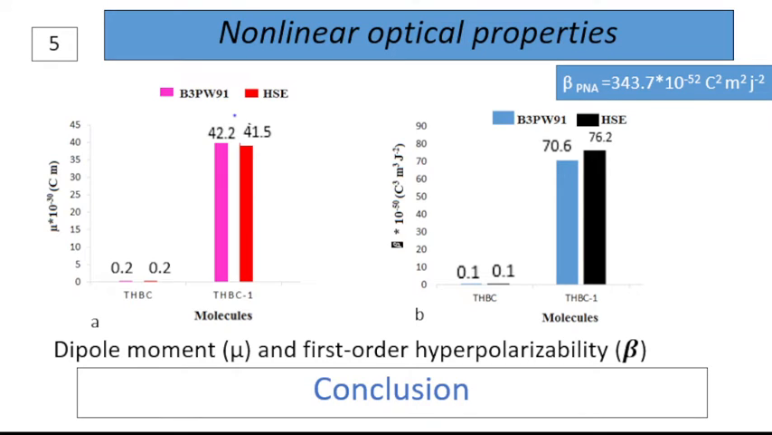The beta value of the THBC1 molecule is larger than that of the base THBC molecule. In order to classify this molecule as suitable for nonlinear optics, this beta value was compared to the experimental beta value of a molecule that served as a reference to qualify a suitable molecule for NLO application, which is paranitroaniline. The experimental beta value of paranitroaniline is given in the blue box. The beta value of the THBC1 molecule is also larger than the value of paranitroaniline.